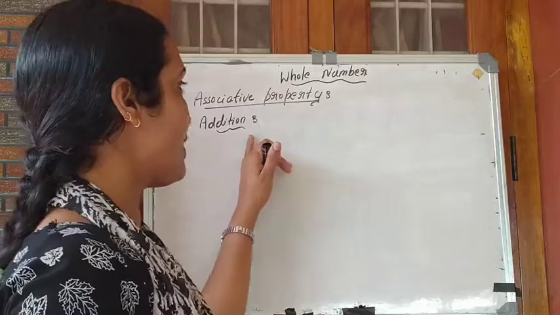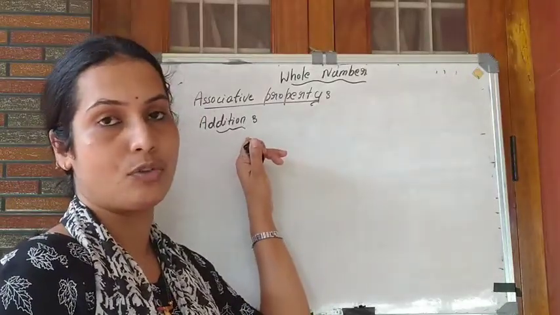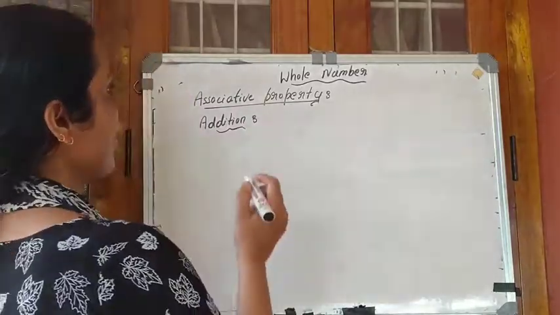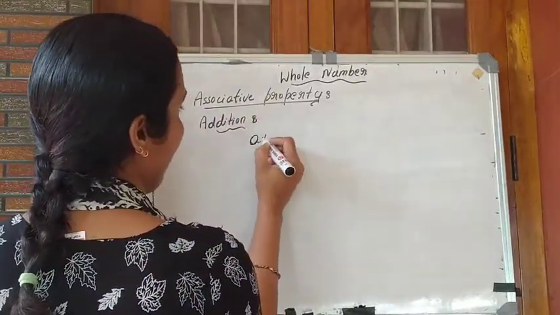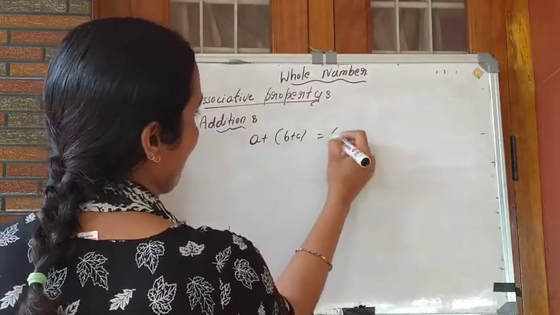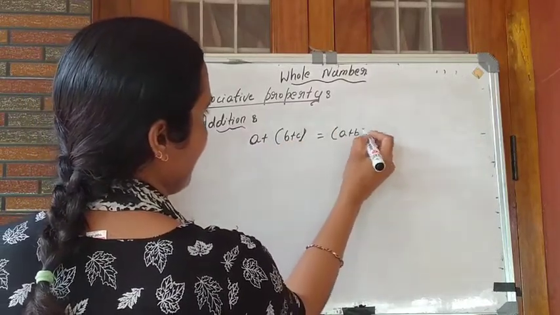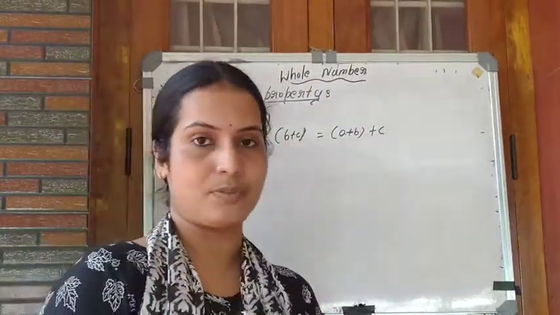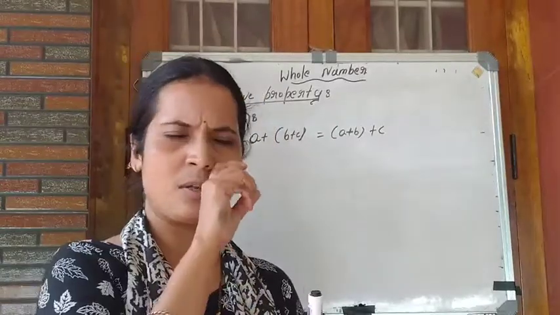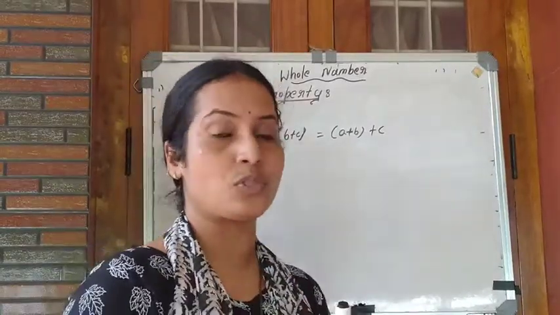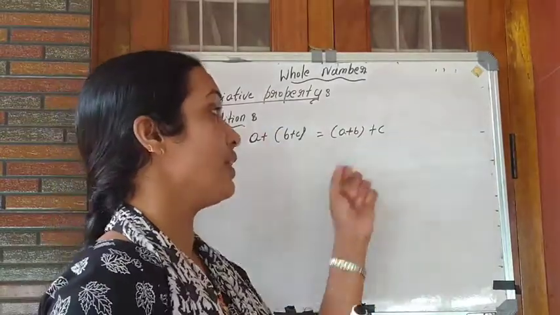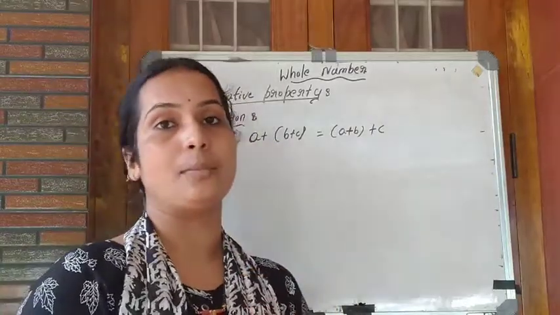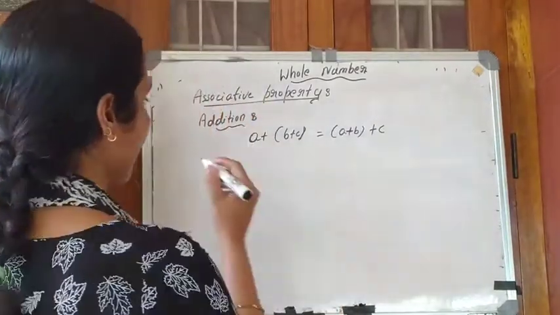First we check whether it is satisfied for addition, which we can discuss using some examples. Addition: (a + b) + c is equal to a + (b + c). Here we are considering three whole numbers. In the commutative property we used two numbers, but more than two can also be used. Here a, b and c are whole numbers.